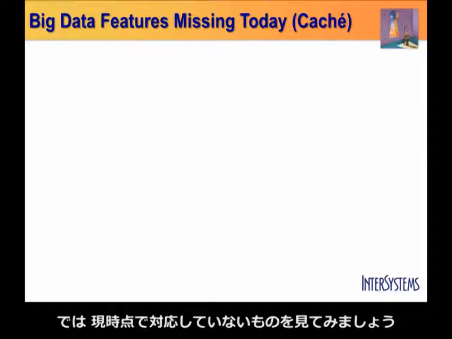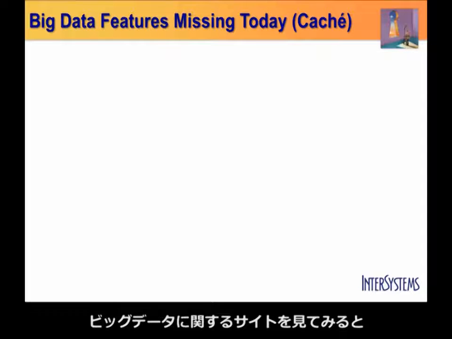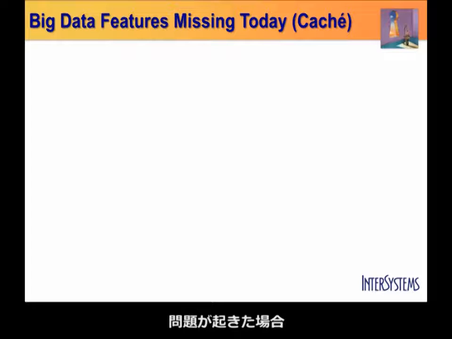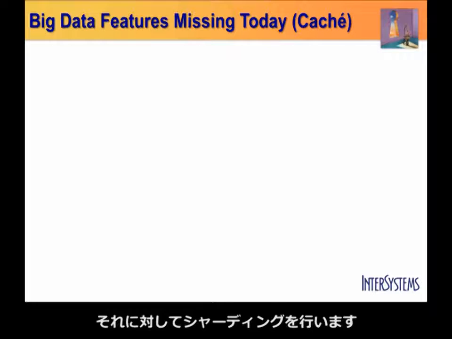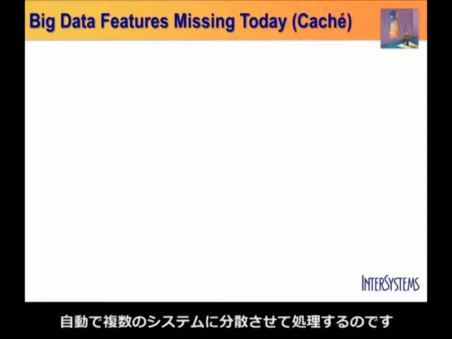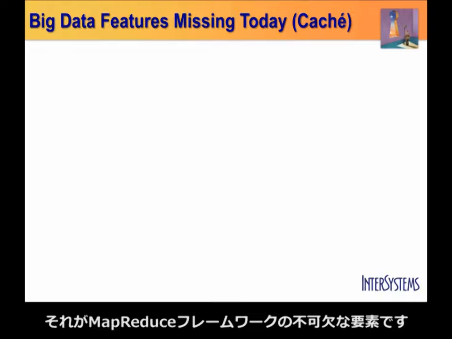So let's see what we don't do today. If you go and look at any website about big data, and you look at the features for big data, you will see about 5 or 6 things. Because the approach that they take is, you need to be able to take a problem that comes in and shard it. You need to be able to take a problem and distribute it automatically to multiple systems, do the processing. That's part of the MapReduce framework. Do the processing, get the answer back, okay?